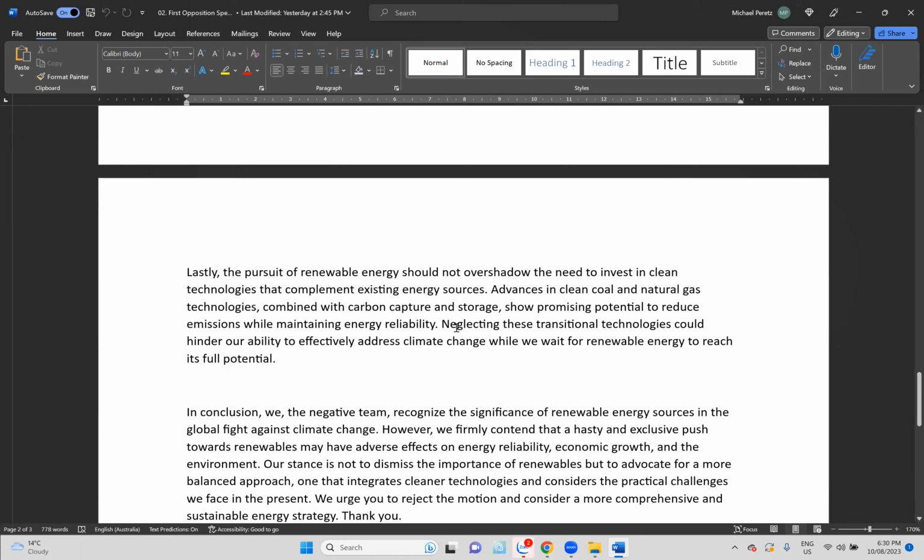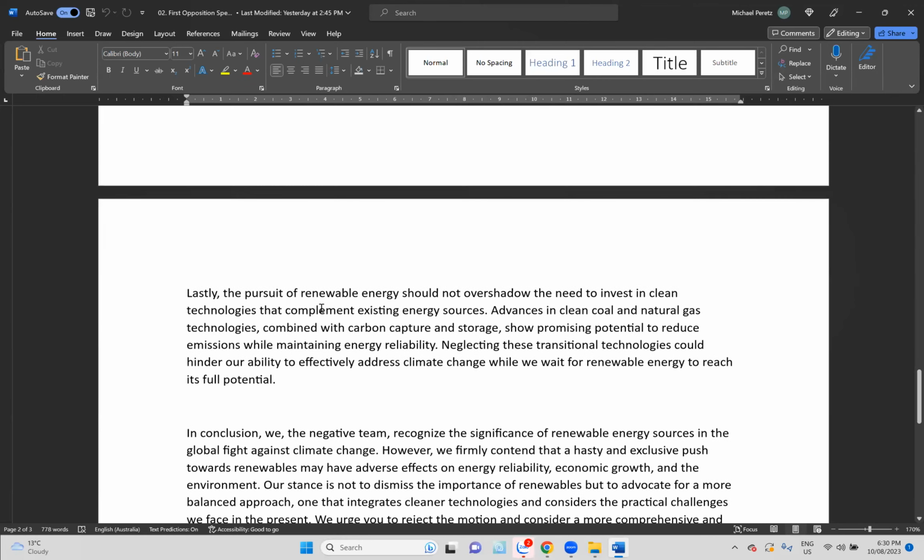Neglecting these transitional technologies could hinder our ability to effectively address climate change while we wait for renewable energy to reach its full potential. So again, we can transition slowly. We don't have to do it now. And we can wait for the technology to catch up with the need. So very good arguments there made by the opposition.